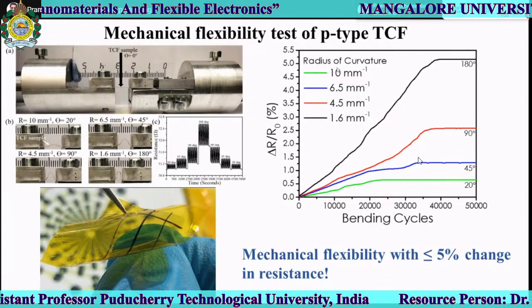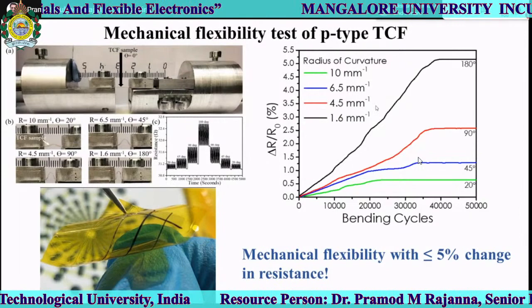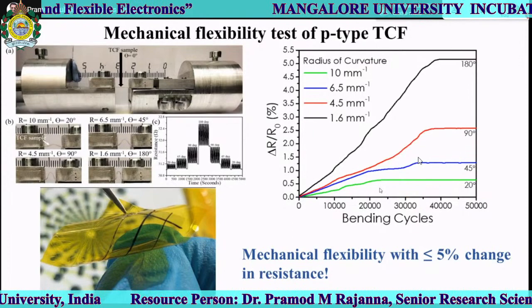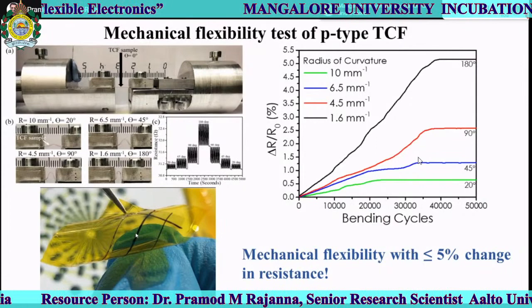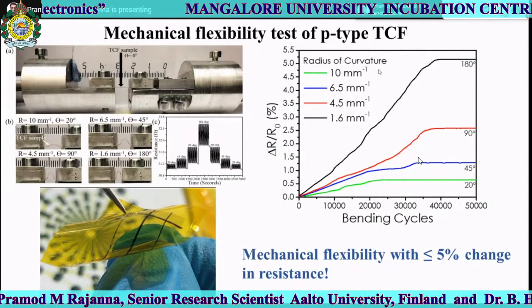And then we would see that in spite of that long bending cycle and the radius of curvature, the change in resistance is less than 5% even at maximum radius of curvature. That's what you see here on the left-hand side. In the photograph below is the whole stack of the transparent conductor on a polyimide film, which is very, very flexible. Despite the fact that we change the radius of curvature, the resistance doesn't increase more than 5%.